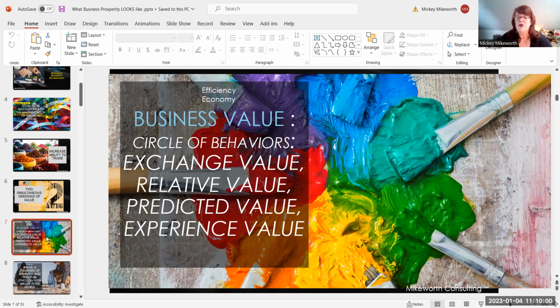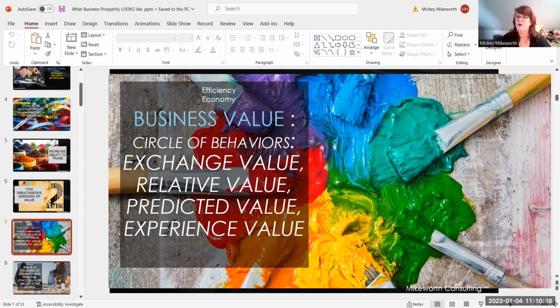So the circle of behaviors are the exchange of value, the relative value, the predicted value, and the experience value. That's what we're going to really focus in on. And that's this circle of behaviors that this customer is receiving. So how do we give that to them?